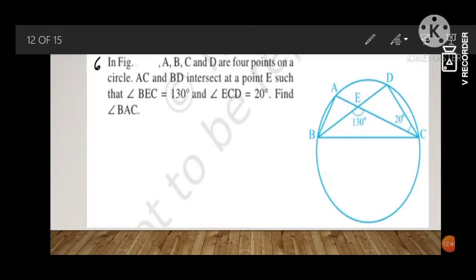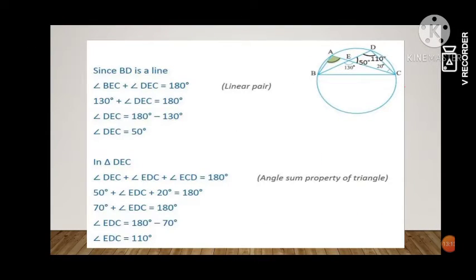And today's last question is question number 6, where A, B, C and D are 4 points on a circle. AC and BD intersect at a point E such that angle BEC is equal to 130 degrees and angle ECD is equal to 20 degrees. You have to find the angle BAC. So let us see how we have to solve this sum.